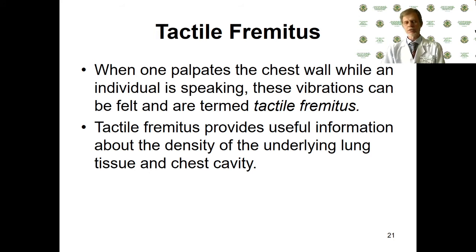What is high density in lungs? This is usually pneumonia. Pneumonia causes filling of alveoli with exudate, with plasma, and as a result, it becomes dense. Dense tissue is a better conductor for acoustic waves. That's why on the affected side of the chest, tactile fremitus increases. Vice versa, for example, with pneumothorax, when the pleural cavity is filled with air, tactile fremitus disappears, because air is not a good conductor for acoustic waves.